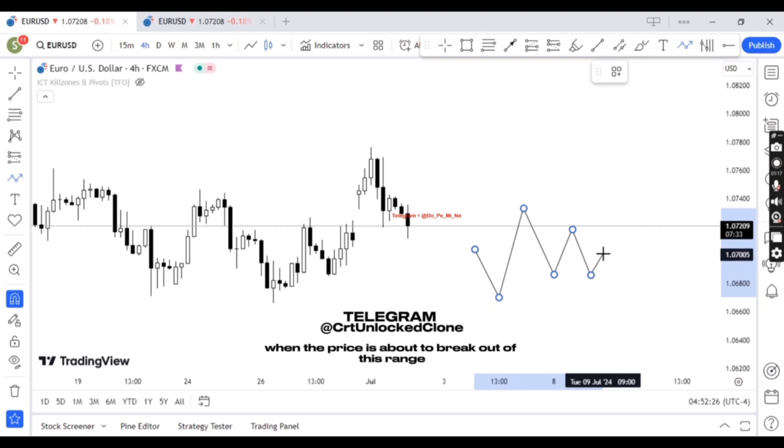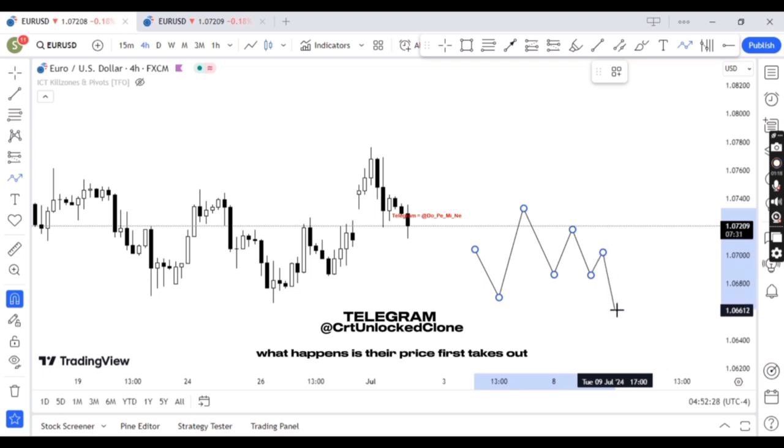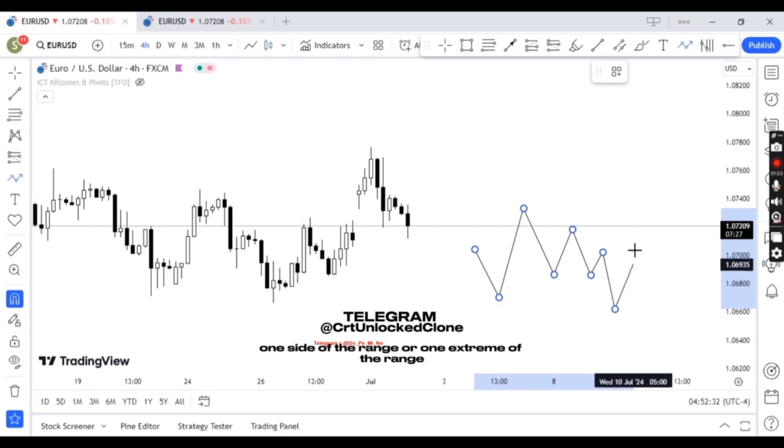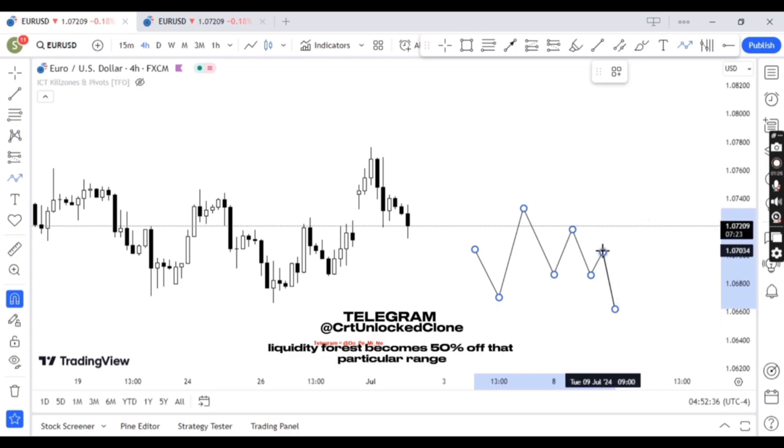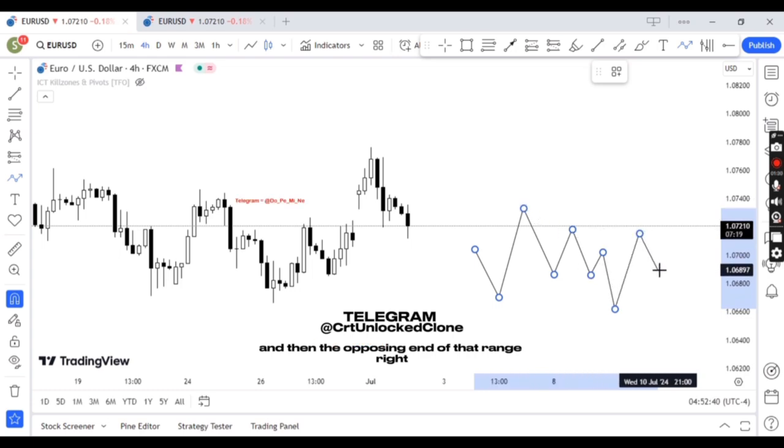And then when price is about to break out of this range, price first takes out one side of the range or one extreme of the range, and then the drawn liquidity for us becomes 50% of that particular range and then the opposing end of that range, right?